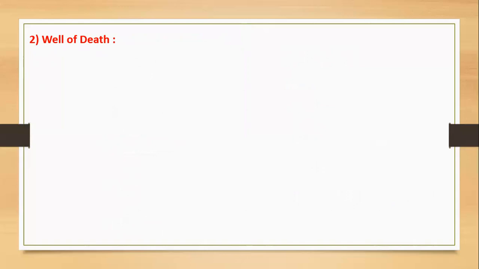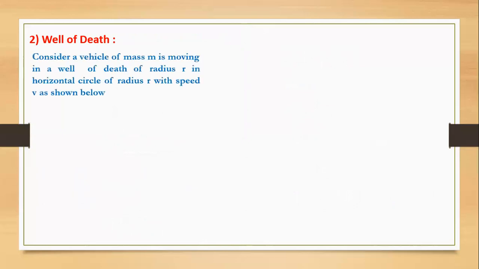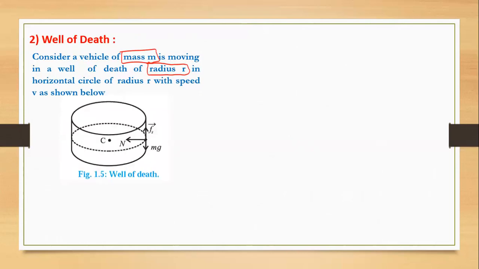The second application is the well of death. Now for that we have to consider one vehicle of mass m moving in a well of death of radius r. So I consider the well of death whose radius is r and the vehicle of mass m is moving in a horizontal circle of radius r with speed v. Okay? So you can see here the well of death. In that the vehicle is moving. So let me consider the vehicle is at this point.